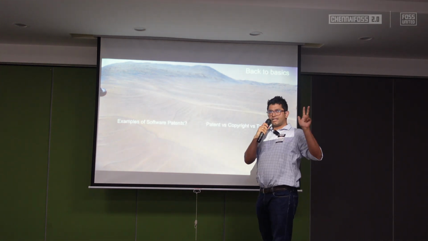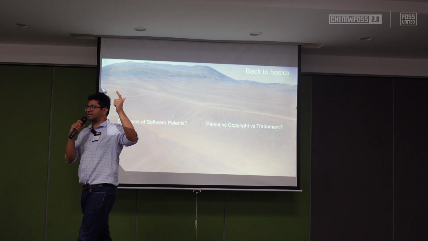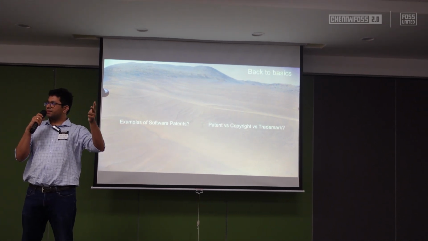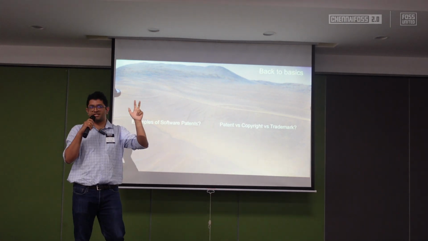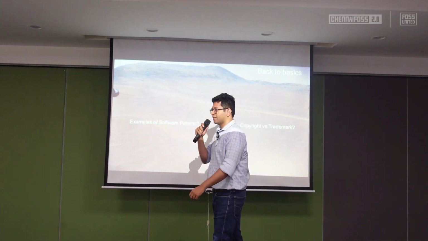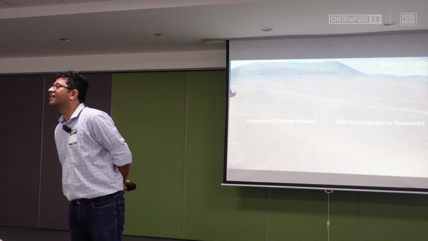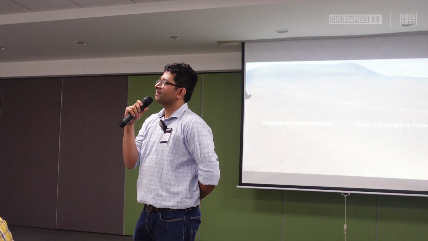So there are three distinct concepts. There are patents, there are copyrights, and there are trademarks. Can people tell me what the difference between these three are? You don't have to give me a textbook definition. You can just tell me in your own words what these things are and how they're different. Yeah. Patents are for ideas and designs. Copyrights are for poems, music you have created, and trademarks are for company names.